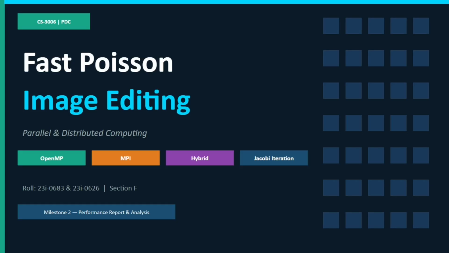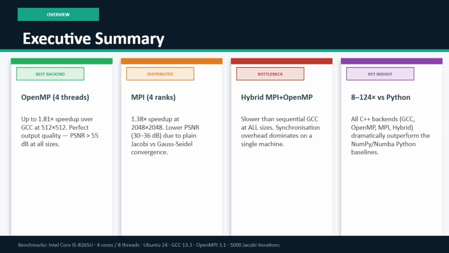Today we'll be presenting Milestone 2 of our Fast Poisson image editing project. This milestone is our performance report and analysis. We implemented and benchmarked multiple parallel backends using OpenMP, MPI, and a hybrid approach, all built around Jacobi iteration. I'll be starting us off, and Alicia will be taking over later on. Next slide. Before we dive into the details, let me give you the big picture.